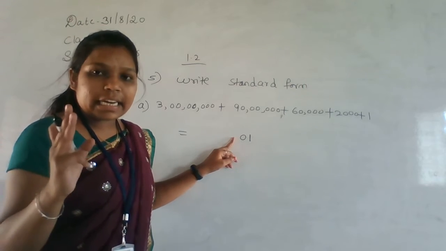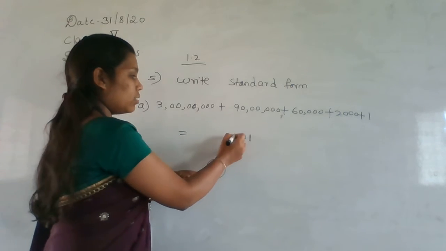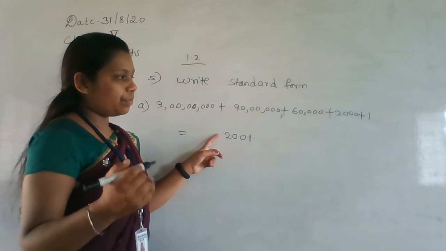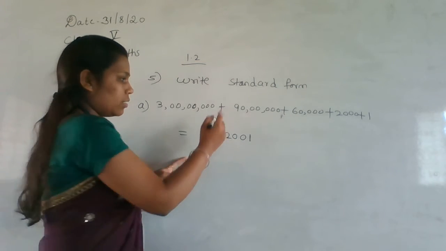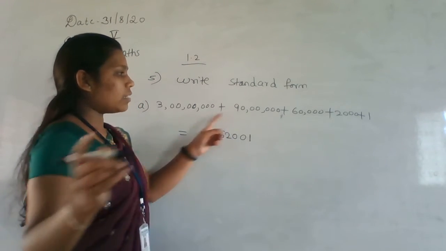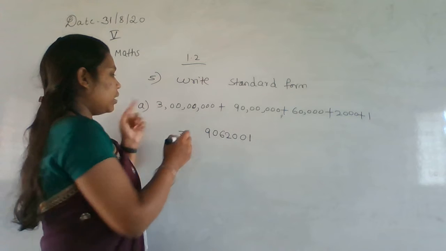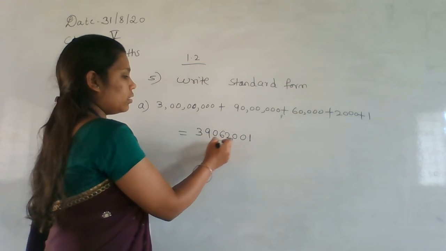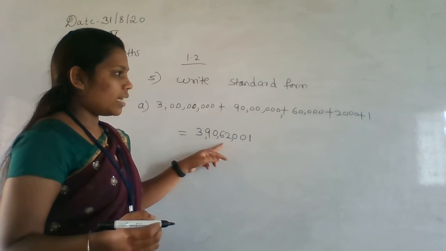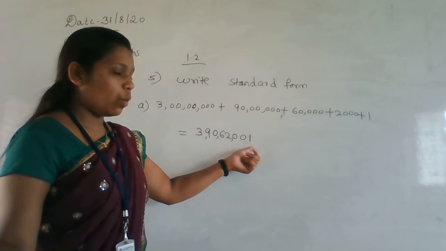In the 100 place, any number having 2 zeros? No. So write here a 0. And any number having 3 zeros? Yes, 2. Right. Next, any number having 4 zeros? Yes, 6. 5 zeros? No. So write here 0. Next 6 zeros, 9 is there. 7 zeros, here 3. So what is the number? It is 3 crore plus 90 lakh 62,001. 3 crore 90 lakh 62,001. This is the number.